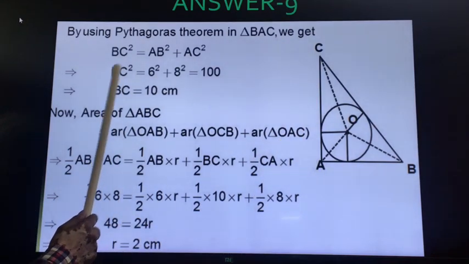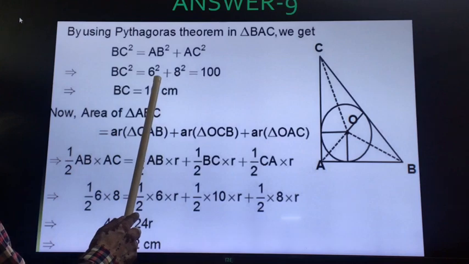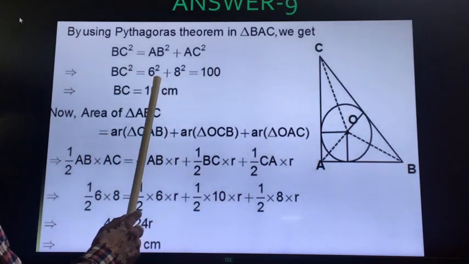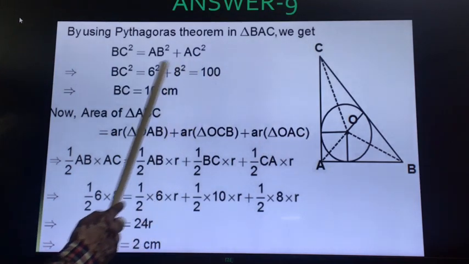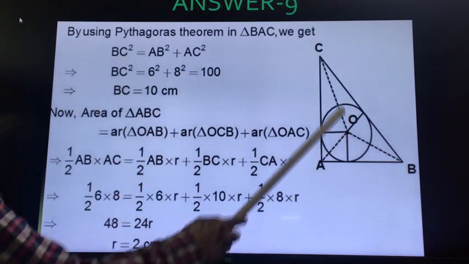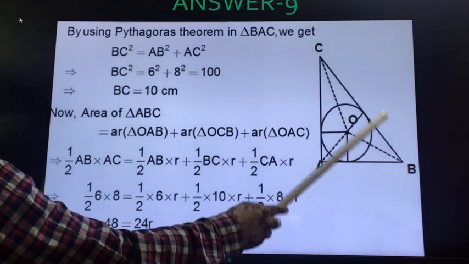So BC square is equal to AB square plus AC square. AB is 6 given and AC is given 8. So 6 square plus 8 square, that is 100. So BC is equal to 10. So we got this line is equal to 10.